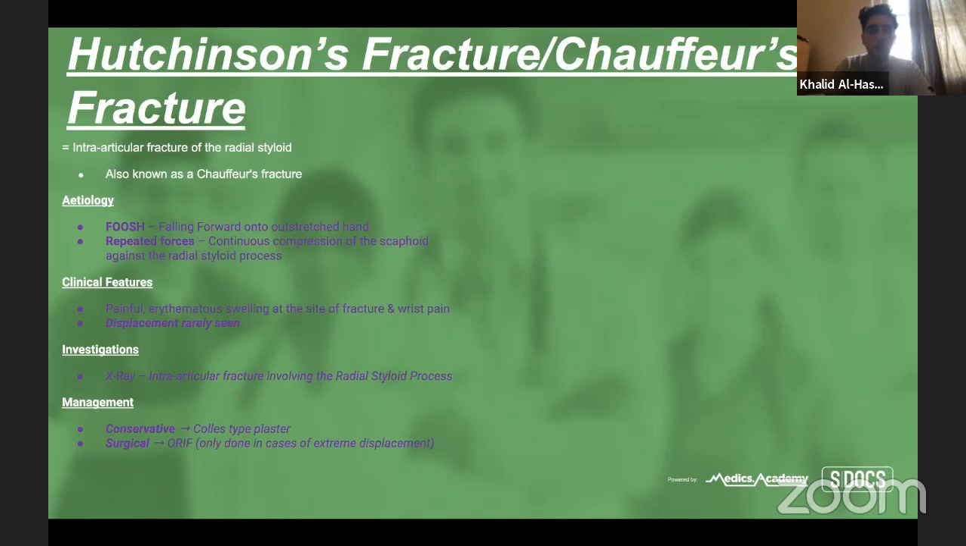The investigations, we would have an X-ray again. And the management, we would tend to go for either conservative, because there isn't that much displacement, as mentioned prior. So therefore we could go for a Colle's type plaster, or surgical. If there is massive displacement, only cases of extreme displacement, then we would opt for ORIF.